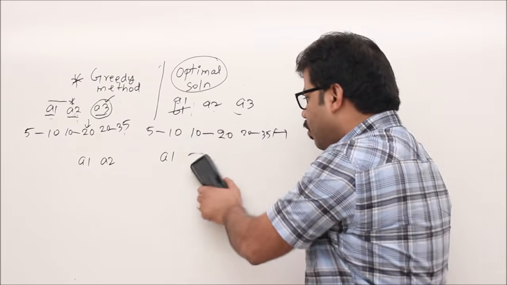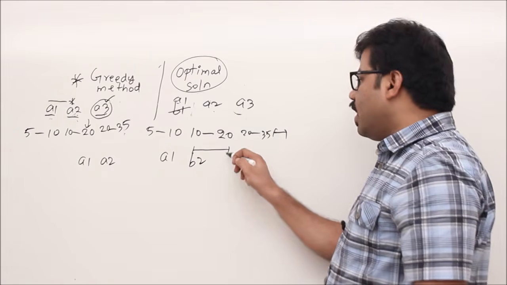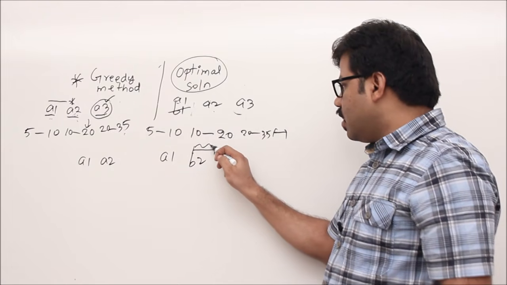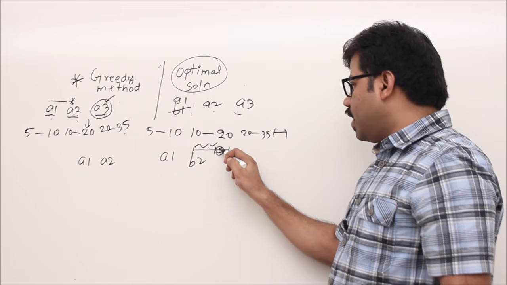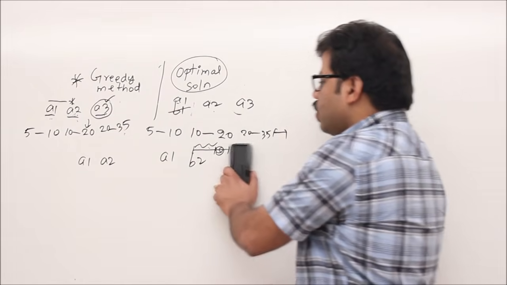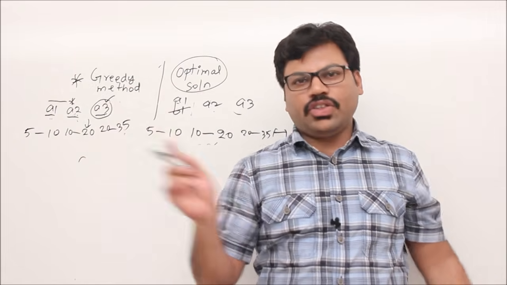If in the place of A2 we had B2 in the optimal solution, it is definitely inefficient. The reason is A2's finishing time was the earliest, so if I take it, I can have this space and utilize it to have more activities, right? In that way, we can easily see that the greedy method leads to the optimal solution. Okay.